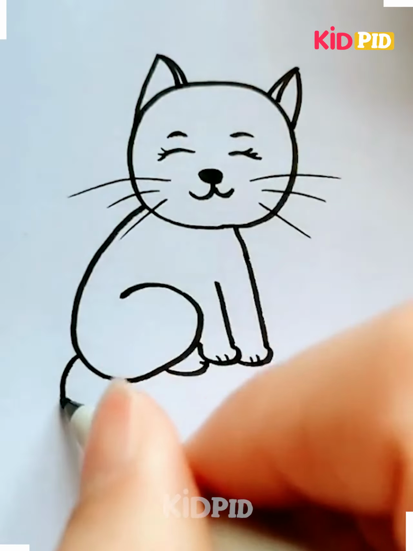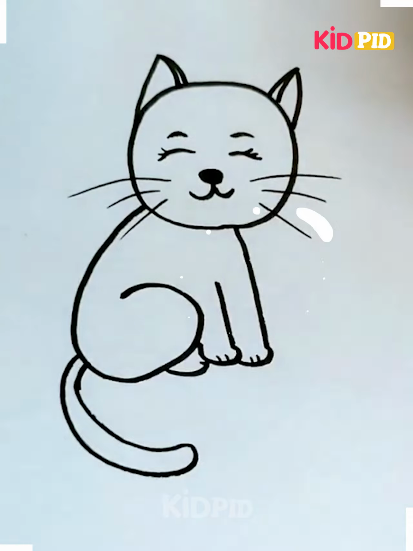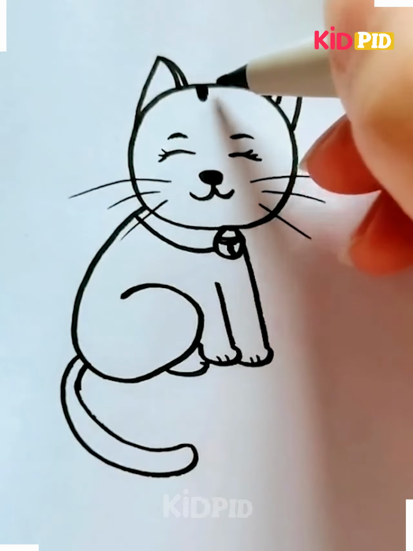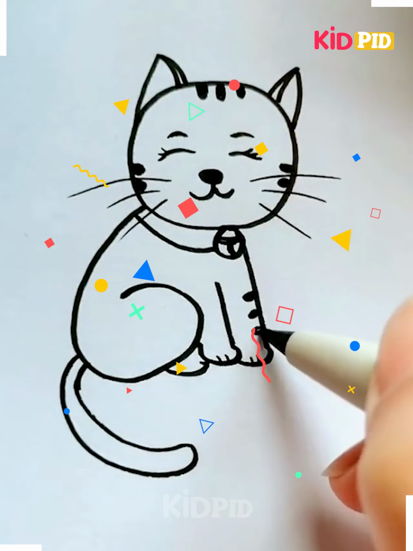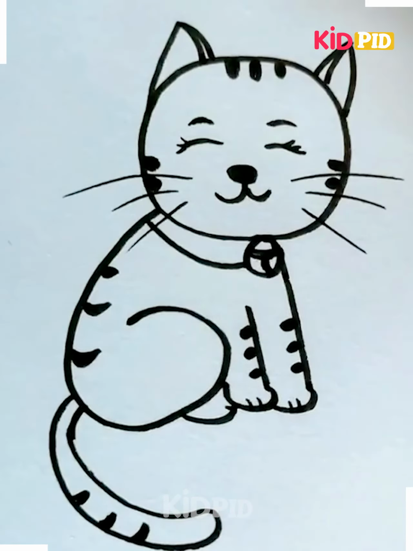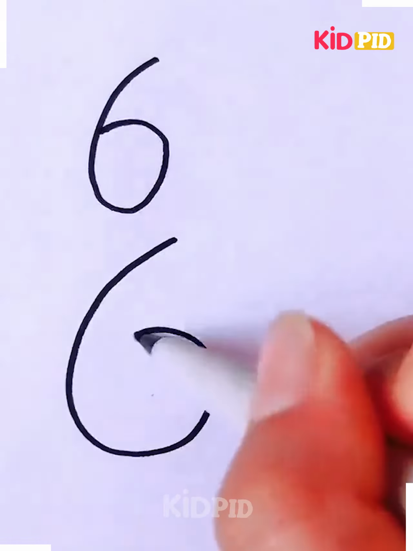Okay, here is a cat. We have drawn its body and its long tail. There is a bell on its neck. There are some black streaks on its body. We are drawing that also. And finally we can color it. Then we move to our second picture.